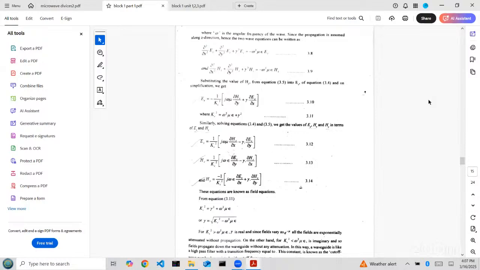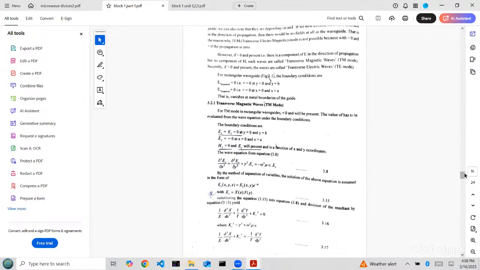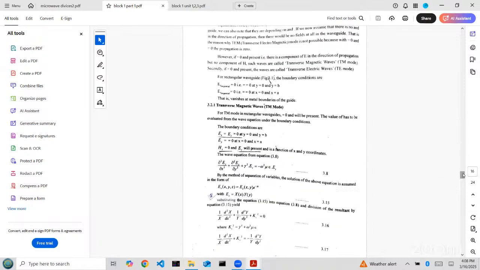Again, we have two subheadings for this one. One is transverse magnetic waves, another one is transverse electric waves. We will see transverse magnetic field now. The major thing here is that in the transverse magnetic field, we will treat Ez equal to 0. Ex, Ey is also 0. These first 2-3 conditions we have to remember.